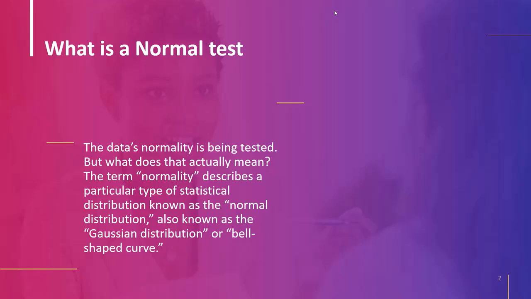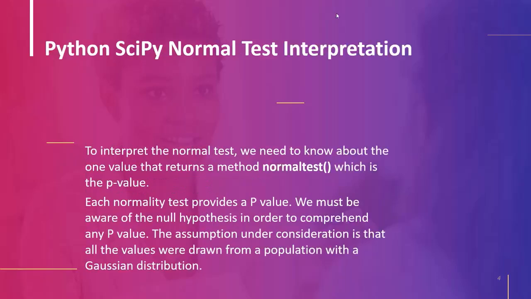The next topic is Python SciPy normal test interpretation. The p-value, which is the only value returned by the method normal test, is a crucial information to understand in order to evaluate the normal test. For each normality test, a p-value is given. To understand any p-number or value, we must be aware of the null hypothesis. The underlying pre-assumption is that the population with the Gaussian distribution is what all of the values were taken from.